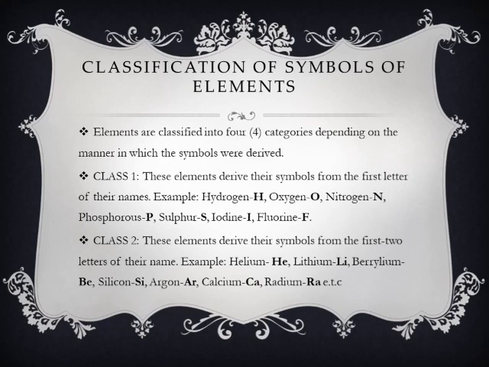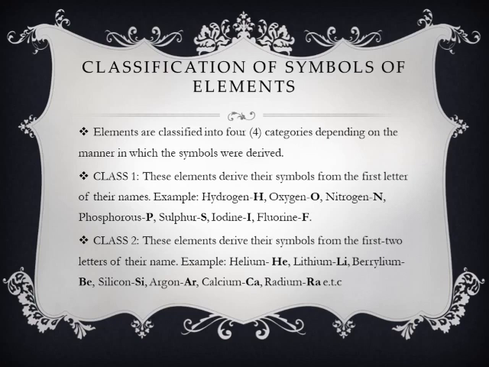Now, these elements are classified into four categories depending on the manner in which the symbols were derived. The first class of elements are those whose symbols are derived from the first letter of their names. Example, hydrogen, the symbol is H, oxygen is O, nitrogen is N, phosphorus is P, sulfur is S, iodine is I, fluorine is F. So these ones, their symbols were derived from the first letter of their name.